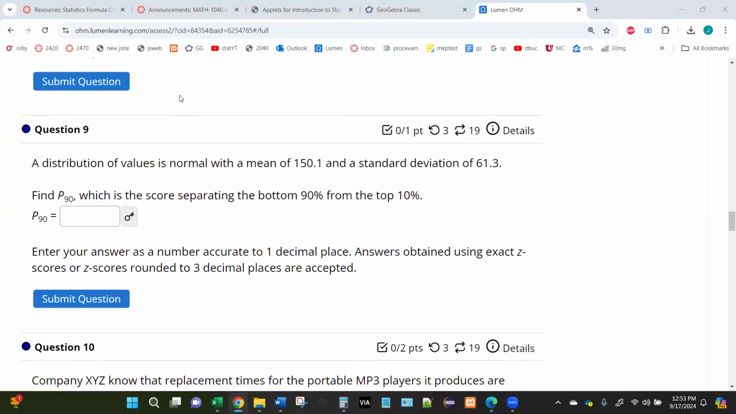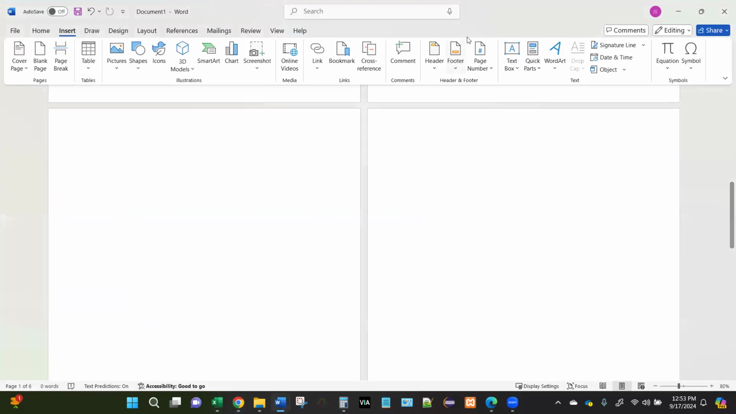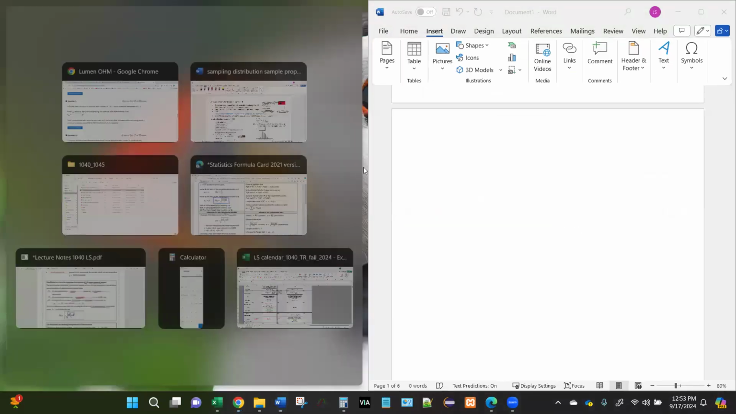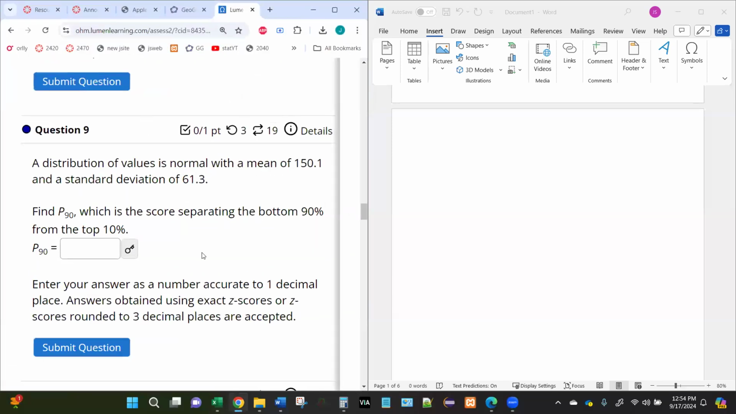Okay, so we've got a distribution of values that is normal with a mean of 150.1 and a standard deviation of 61.3. Find P90. This notation here is the 90th percentile. So it's the value that separates the bottom 90% from the top 10%. Okay, so what is that? Let me do some writing over here.